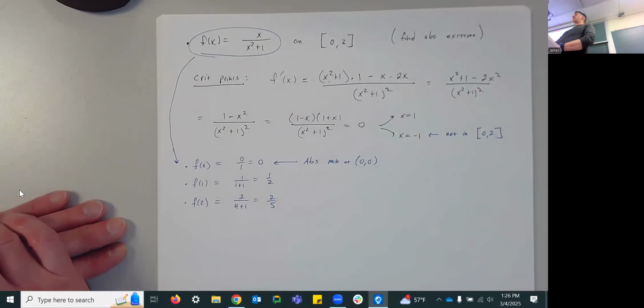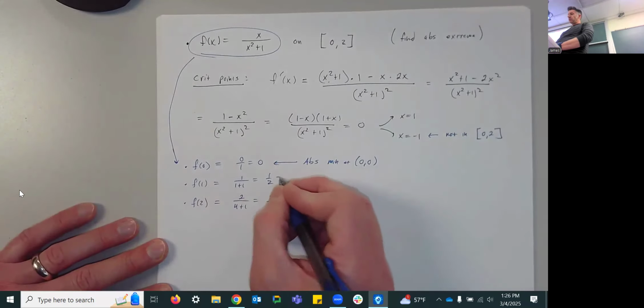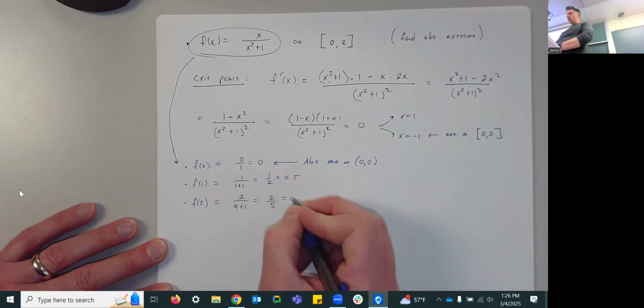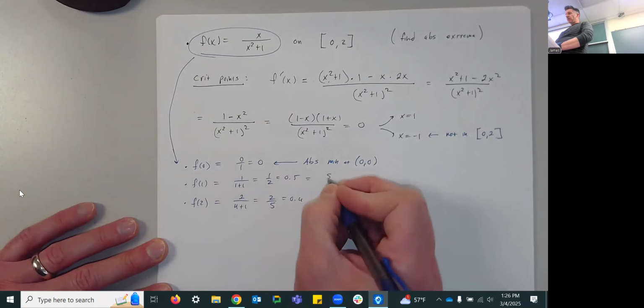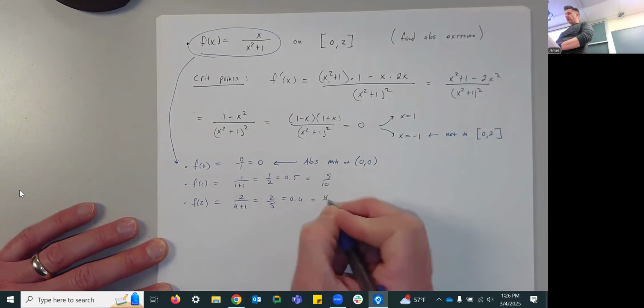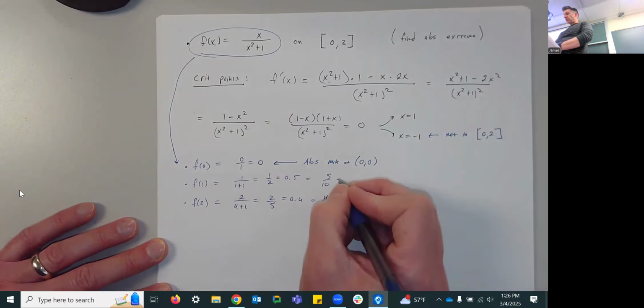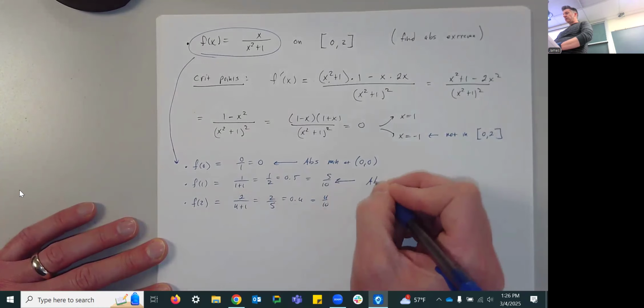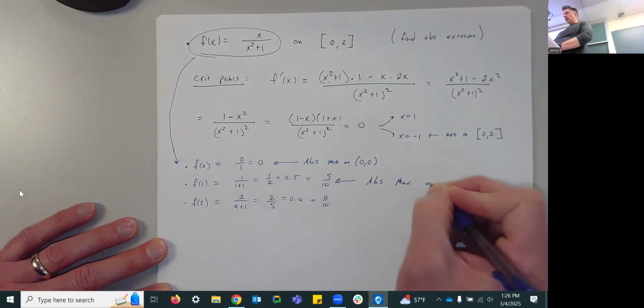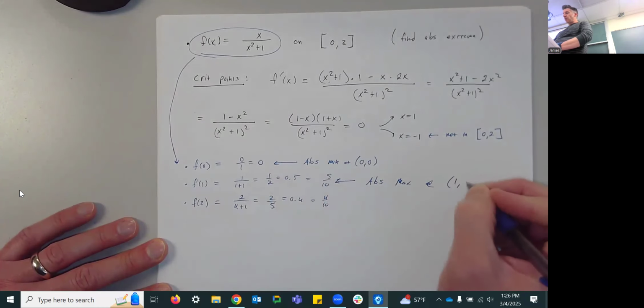And what's bigger, 1/2 or 2/5? 1/2. And if you need to, you either think of it as 0.5 and 0.4, or you can get a common denominator, that's 5/10, that's 4/10. Either way, that's the bigger one. So we have an absolute maximum at 1, 1/2.